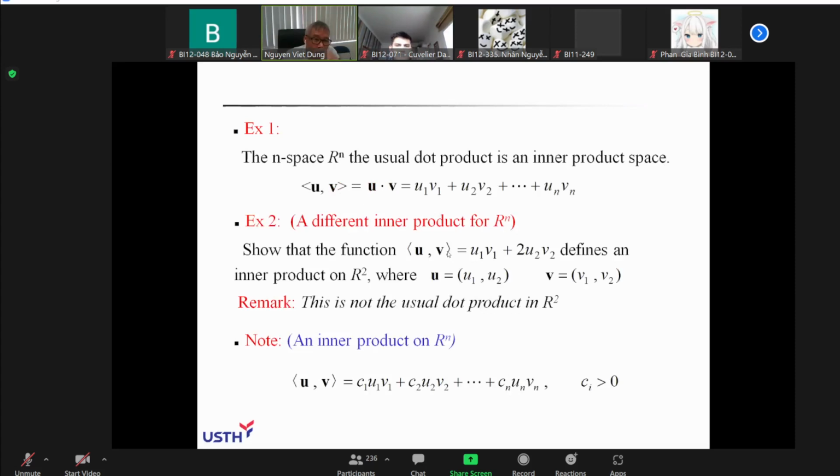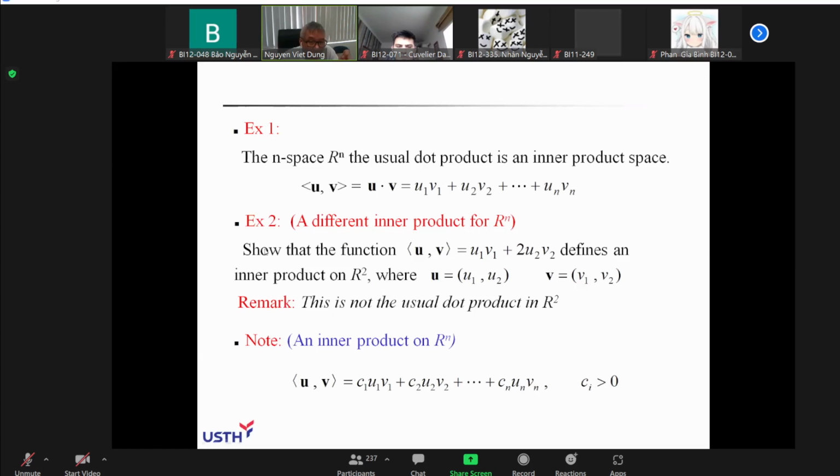And here are some examples. The first example is obviously the n-space Rn. Why is that? Because we borrow the properties of the dot product to define the inner product. So obviously that one is an inner product space.